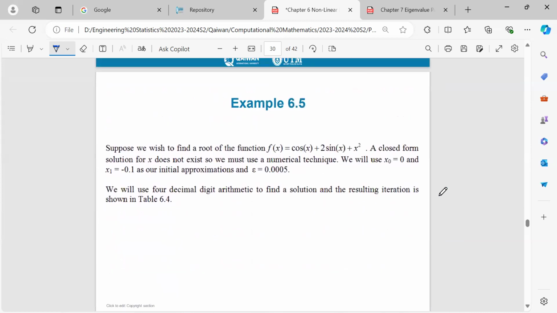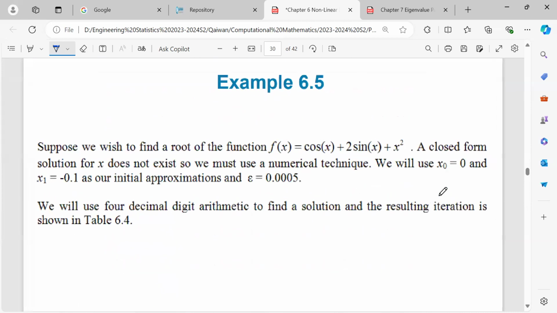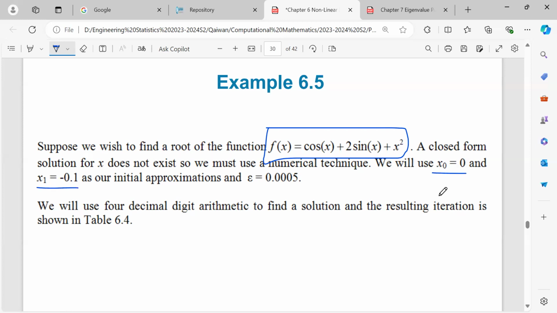We now have another example. In this example, it says find the approximate solution for this equation. It says find the root or find the solution for this equation. It's a nonlinear equation. And here both x0 and x1 are given. x0 is 0 and x1 is minus 0.1. And it says error epsilon is 0.0005. We must get that.